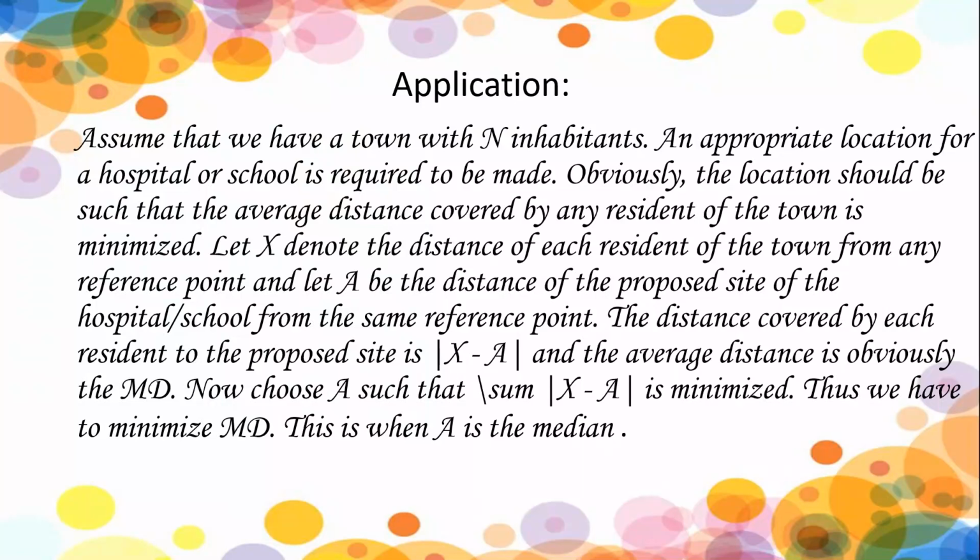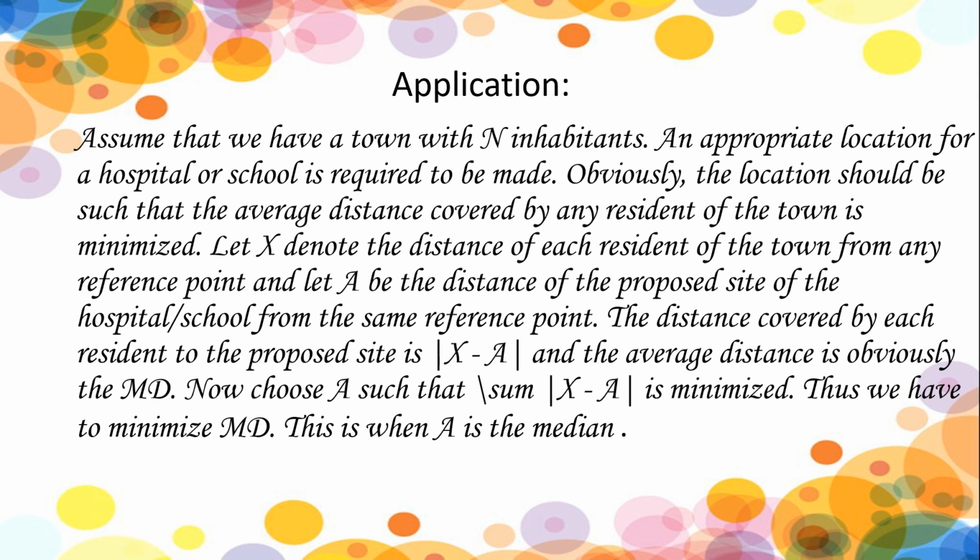Let us assume that we have a town with n inhabitants. An appropriate location for a hospital or school is required to be chosen. Obviously, the location should be such that the average distance covered by any resident of the town is minimized. Let the distance of each resident of the town from a reference point be denoted by x, and the distance of the proposed site of the hospital or school from the same reference point be denoted by a.